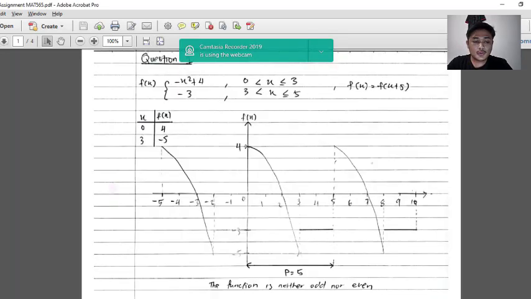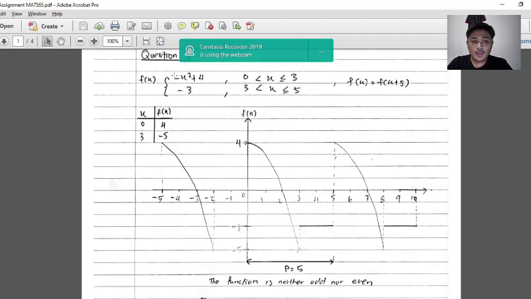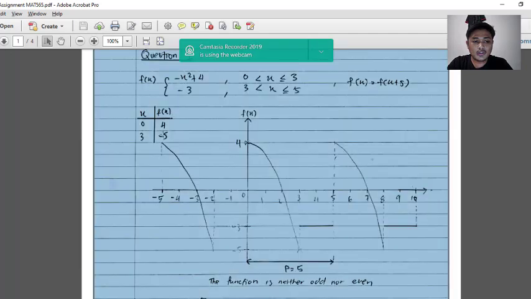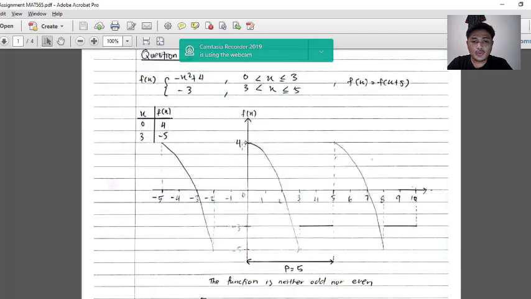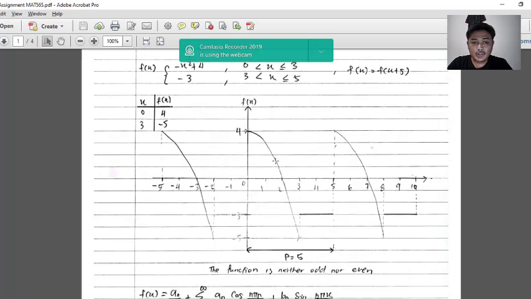Firstly, we need to plot the graph with information of the equation. We need to find the coordinate, which is we need to put a 0 and the 3 in this equation to get the value of f(x). Then we get the coordinates of (0, 4) and (3, -5). Then we plot the first line, the quadratic line.